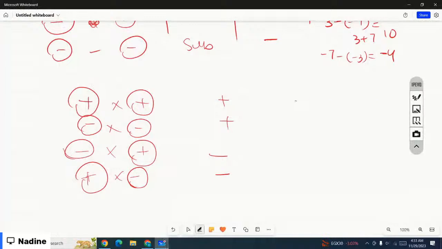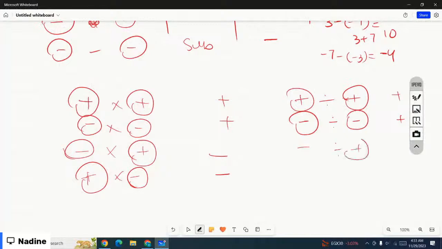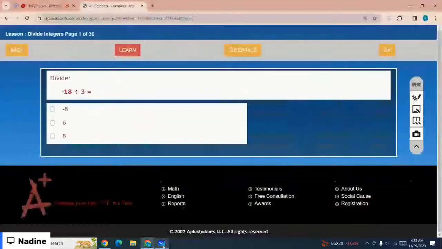If you are dividing two positive numbers, the answer is positive. If you are dividing two negative numbers, the answer is positive. If one of the numbers is negative, the answer is negative. Either the divisor is negative or the dividend is negative, the answer is negative, right? These are the rules for integer division, right? The rules are exactly the same as for multiplication.